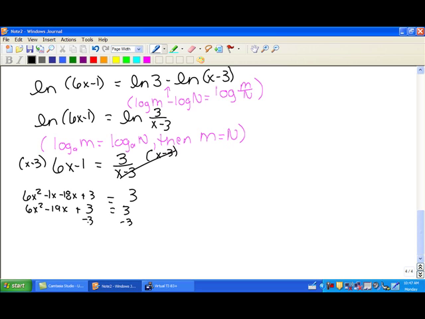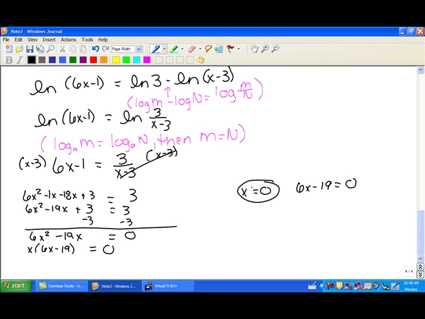Get everything to the same side so we can use the quadratic formula or factor, and that's going to give us 6x squared minus 19x will equal 0. Factor out the greatest common factor of an x. X times 6x minus 19 is equal to 0. Set each piece equal to 0, so x is going to equal 0, and 6x minus 19 is going to equal 0. This one's solved. For the second one, we're going to add 19 to both sides, so 6x will equal 19, and x will equal 19 over 6. Now we need to check those answers into the original domain.